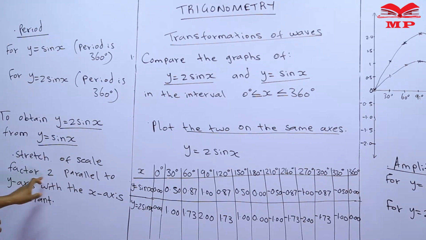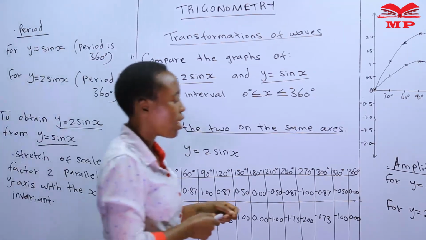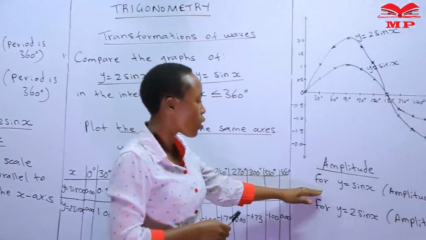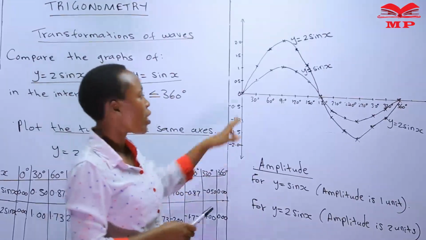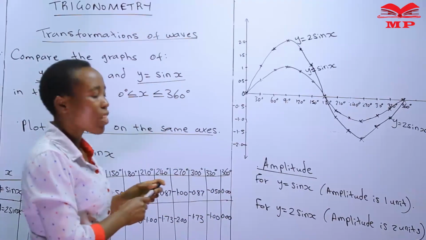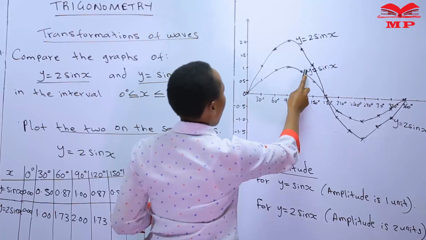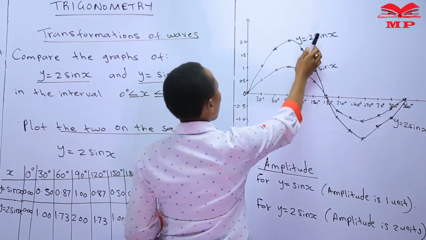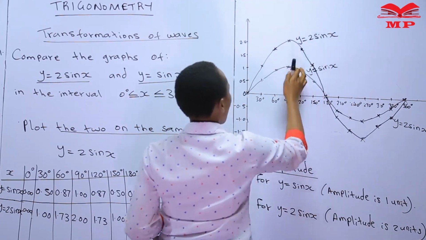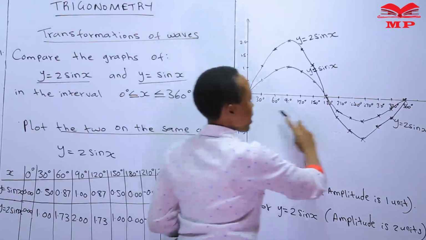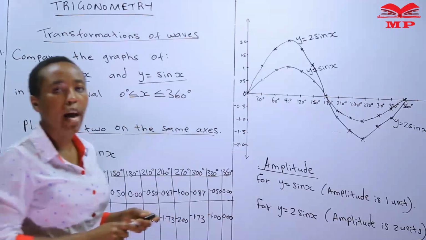A stretch of scale factor 2 parallel to the y-axis with the x-axis invariant. So that is the transformation that we have in this. We have compared the amplitude, one is 1, the other one is 2. The period is the same for both, which is 360 degrees. With that, the transformation: we have y equals sine x, and when we want to obtain y equals 2 sine x, we stretch it with a scale factor 2, with the x-axis invariant, parallel to the y-axis.